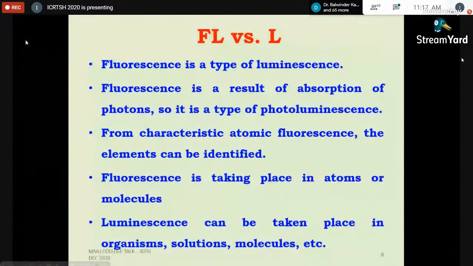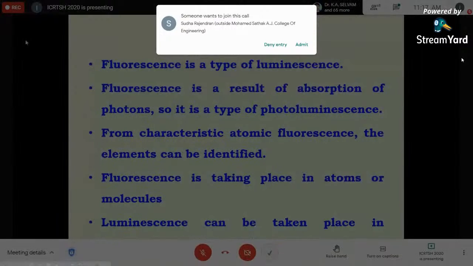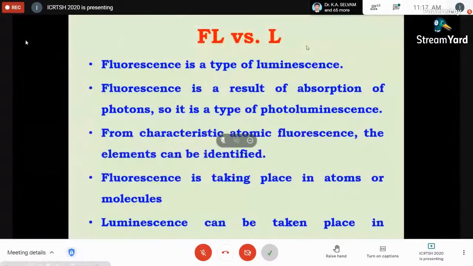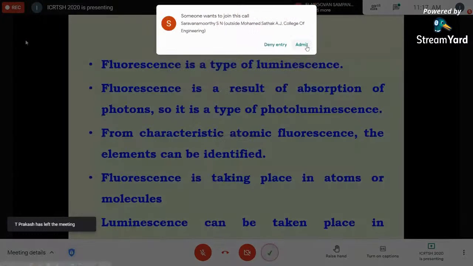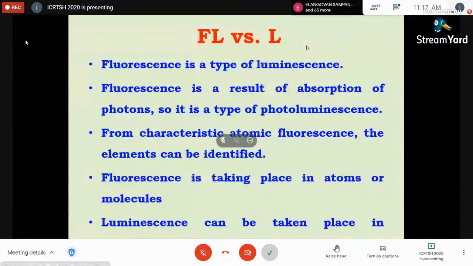So first, fluorescence is a type of luminescence. Second, fluorescence is the result of absorption of photons, so it's a type of photoluminescence. In the atomic fluorescence case, the elements can be identified, so the material we have grown can be identified. Fluorescence takes place in atoms or molecules, and luminescence can take place in organisms, solutions, molecules, etc. So these are the differences. Next slide, please.